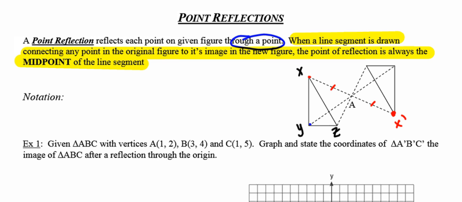Likewise, if I reflect point Y through point A, I'm going to do so in a way that makes point A the midpoint of the line segment that joins Y and its image, Y prime. So these would be congruent to each other. And similarly, if I reflect point Z through point A, I'm going to do so in such a fashion that point A becomes the midpoint of the line segment which connects Z and its image, Z prime.